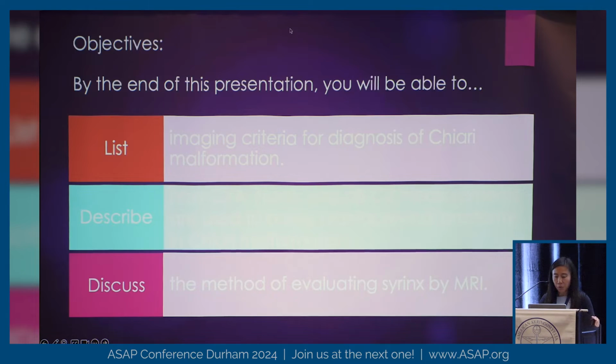All right. So for objectives, the second one is very bright. Sorry, it projected darker on my screen. List imaging criteria for diagnosis of Chiari malformation.